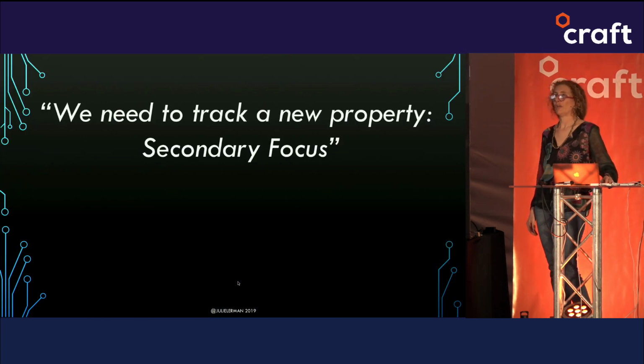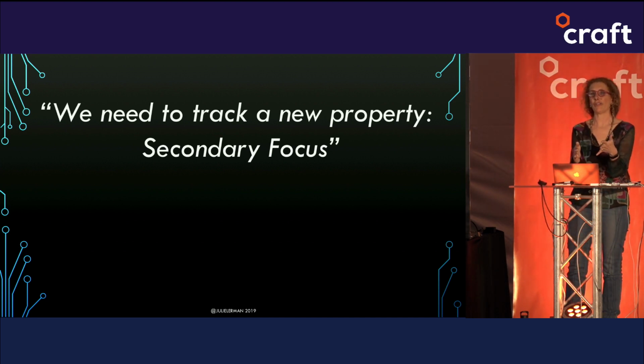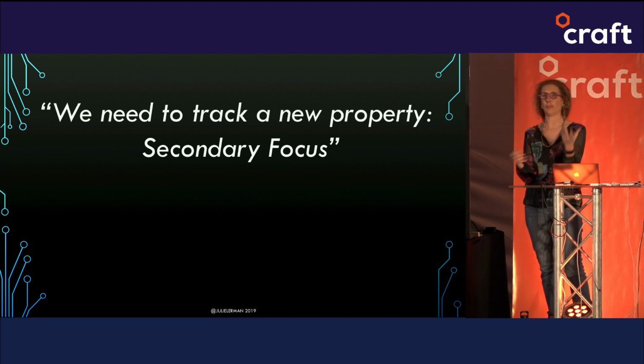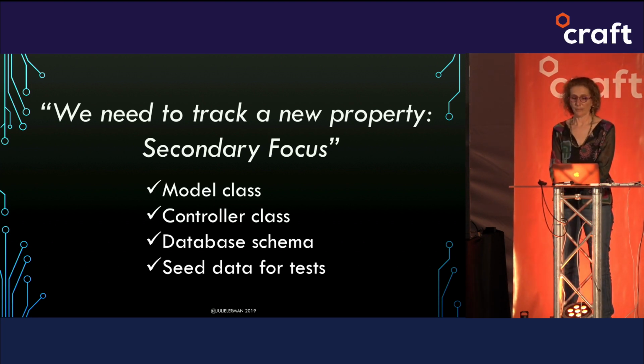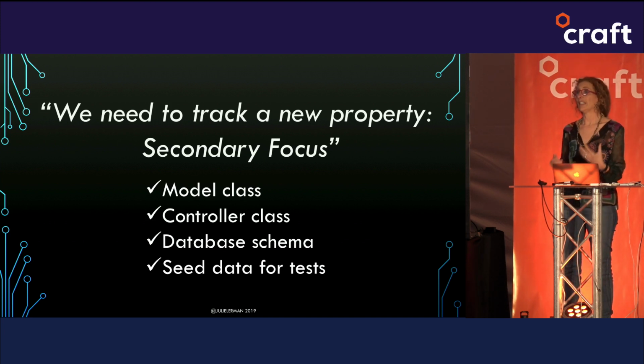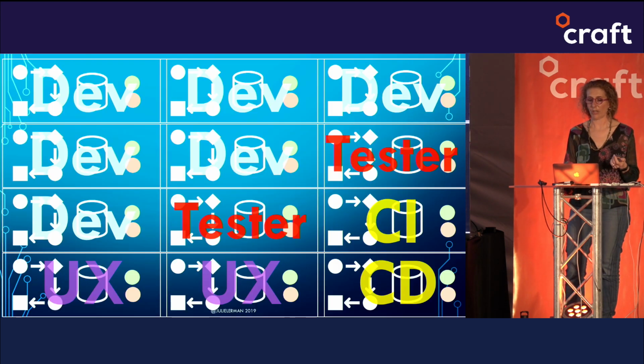It's time to evolve our model, right? Somebody says, hey, we've been tracking the person's primary focus, but all these people doing Agile, they have lots of different expertises. So we also want to track a secondary focus. So we've got to change the model. We've got to change the controller so it knows to expose that. We need to change the database schema. And also for tests, for the CRUD testing, we want to also change some of the seed data.